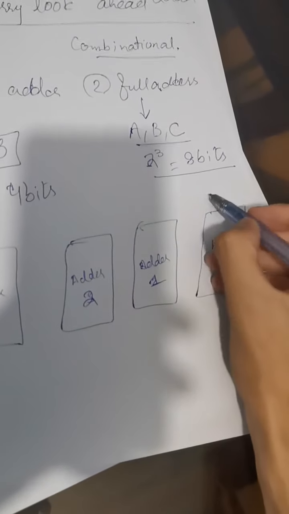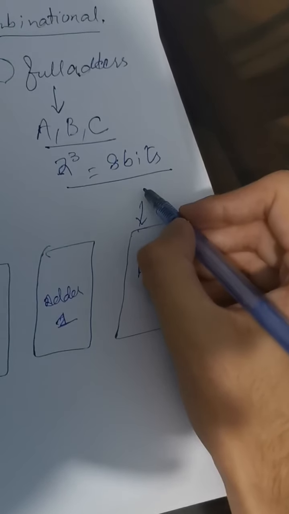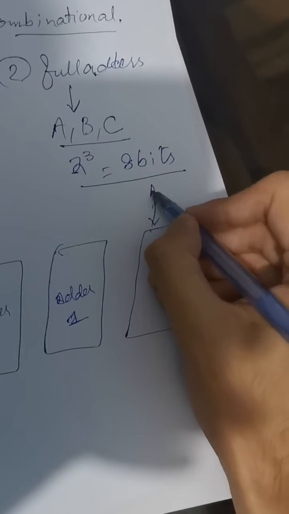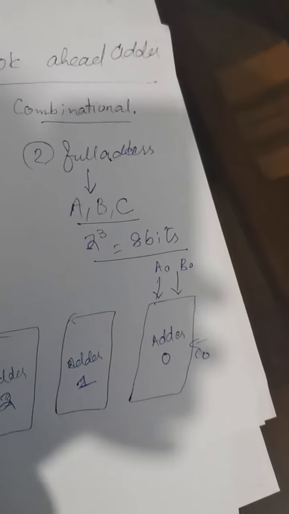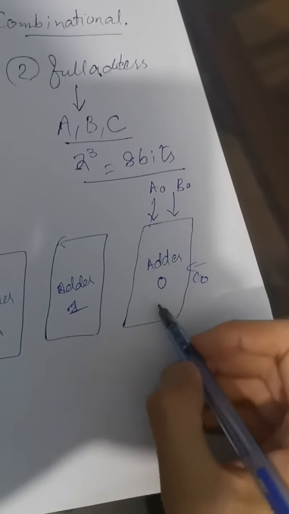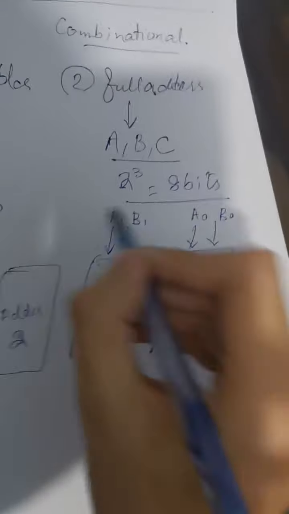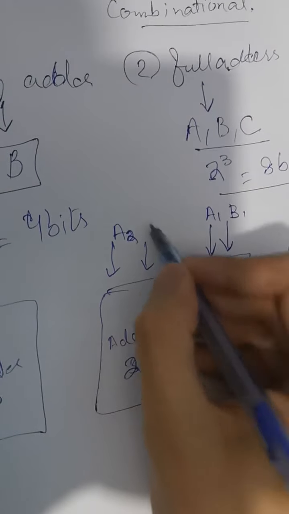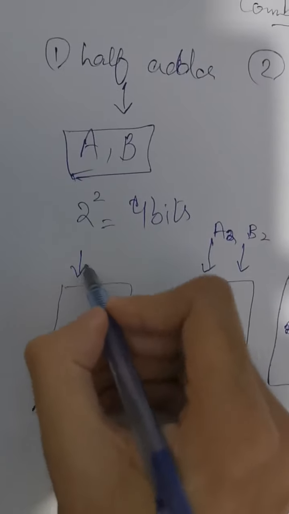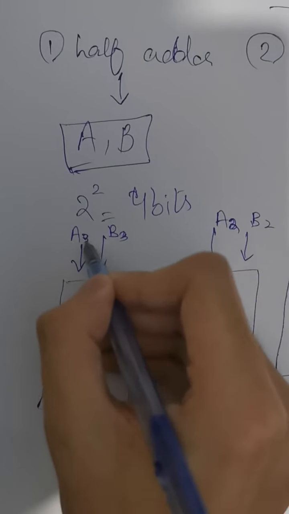So when we have the inputs here, for the first one we have the inputs A0 and B0. And for the second one we will have the inputs A1 and B1. For the third one we have the inputs A2 and B2. For the fourth one we'll have A3 and B3, because it starts from the 0th term.